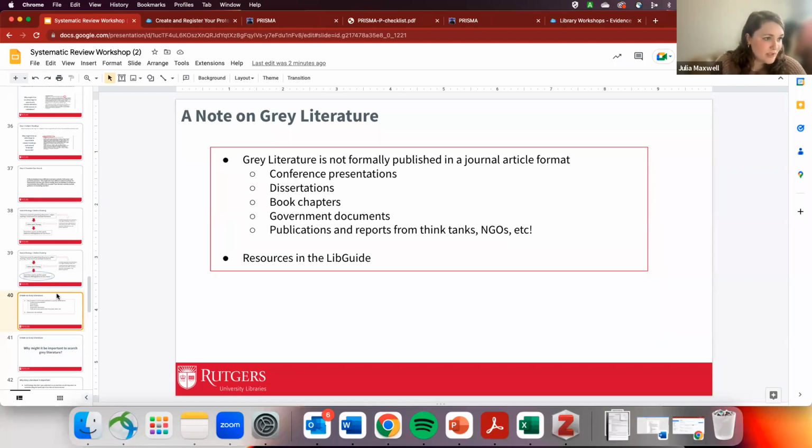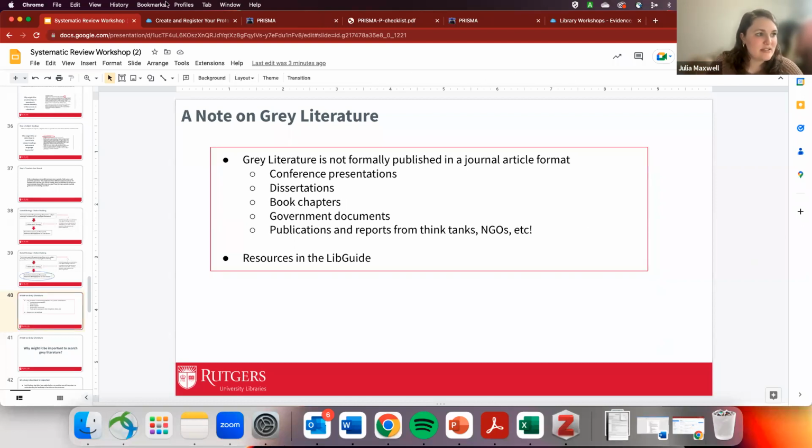The LibGuide has tons of resources for looking at gray literature, but I just wanted to stress that it's important to search the gray literature alongside your databases. And that search is usually a little bit less formulaic than the database searching is, because, as we know, searching a search bar of a website is really different than searching in a scholarly database.